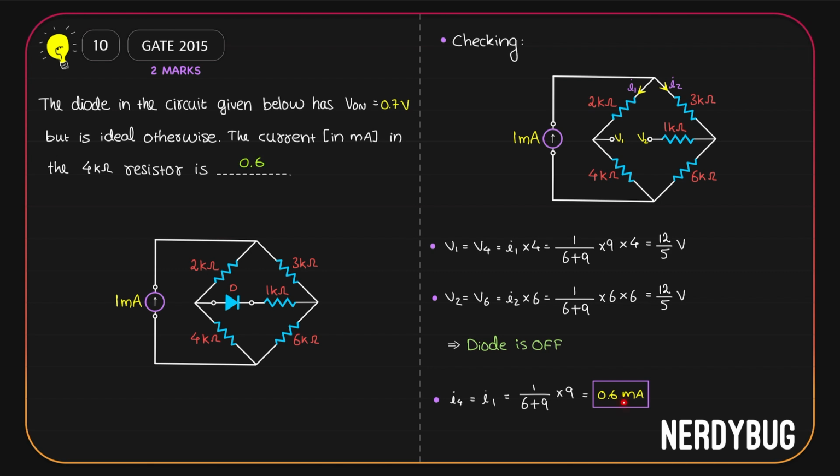Why is this milliampere? Because the current is 1 milliampere, the resistances in the denominator are in kilo. This is also in kilo. So kilo and kilo gets cancelled and finally the current is in milliampere.